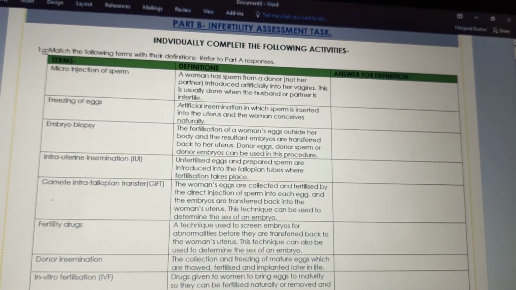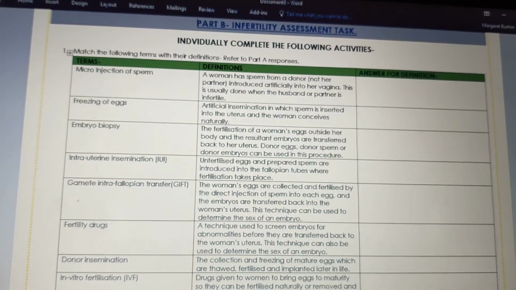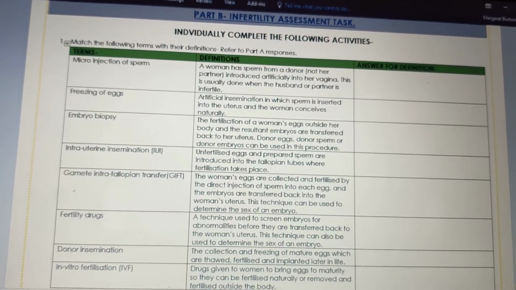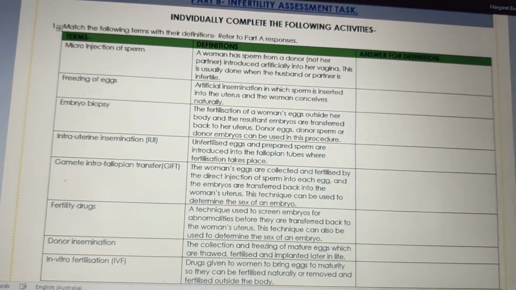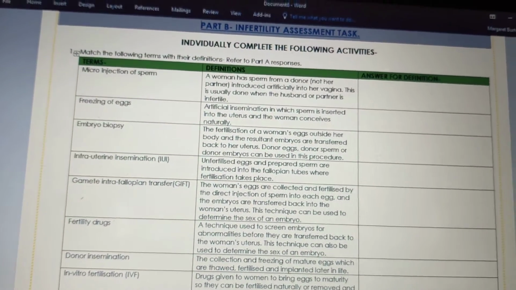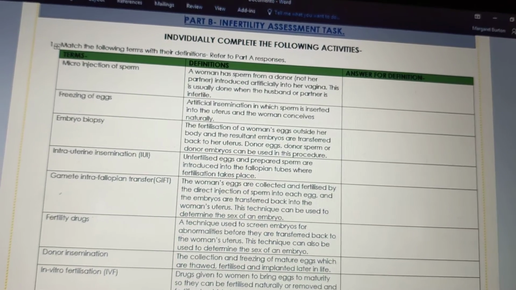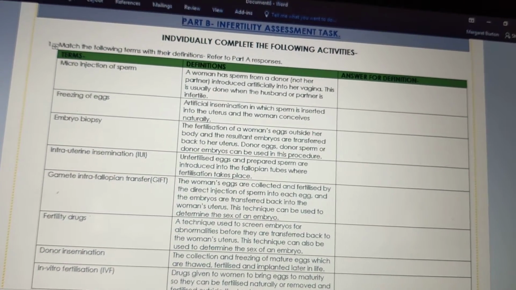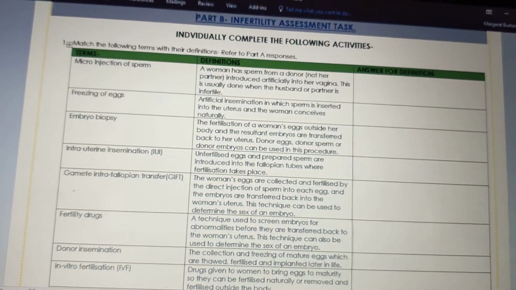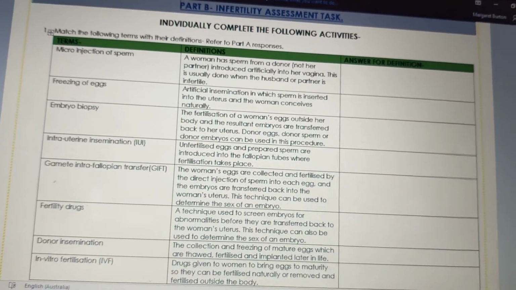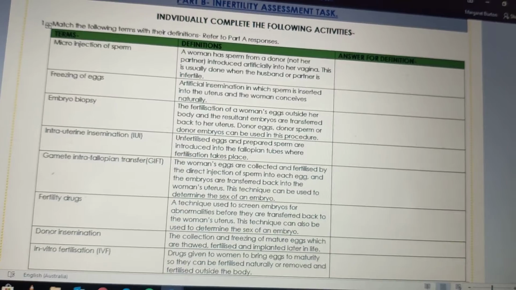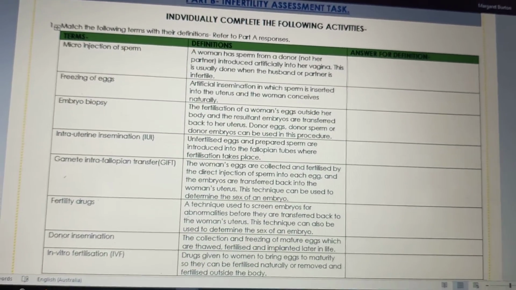Hi guys, this is an instructional video just to help you with your part B of the infertility assessment task. You can find this in your schedule. You just need to click on it, download it. It is a template. Just click on the enable editing and you can type into it just like you have with other features that I've shown for you.